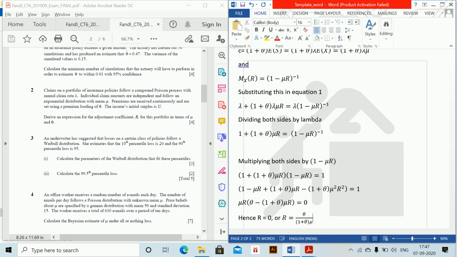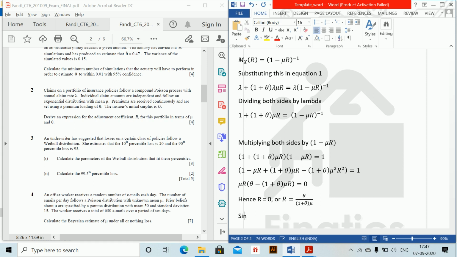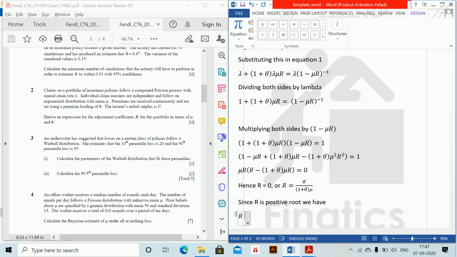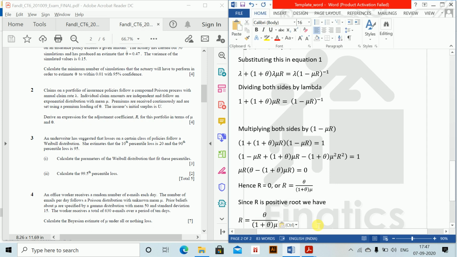Okay, since r is the positive root, we have r = θ/((1 + θ) μ). So this is the derivation of the adjustment coefficient. Okay, thank you.